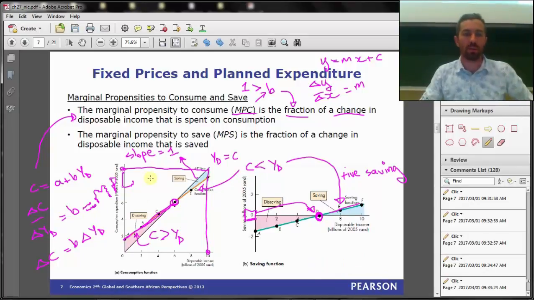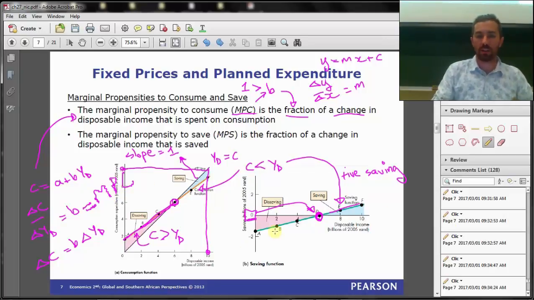We call B the marginal propensity to consume. So B is the marginal propensity to consume. The slope of our savings function, which is 1 minus B, is our marginal propensity to save.